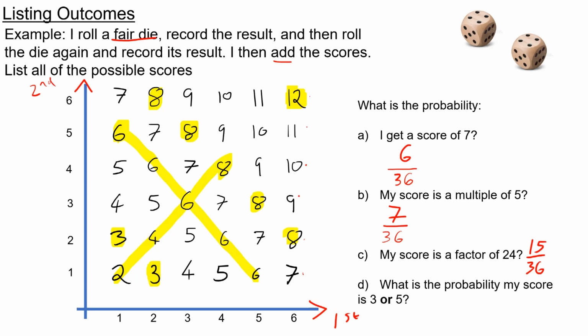What is the probability my score is 3 or 5? Well, we just need to count how many times 3 or 5 appear in the table. So we have 2 3s here, we have 4 5s, and that is it. So we have 6 possible outcomes there that satisfy the condition out of 36 possible outcomes. So it would be 6 out of 36.